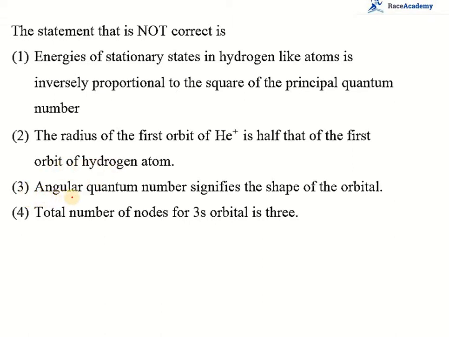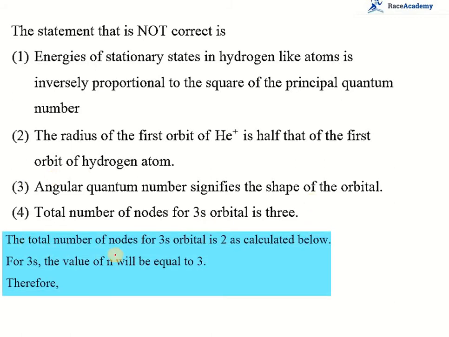Next one, the angular quantum number determines the shape of the orbital. Yes, it tells us the shape of the orbital. Next, the total number of nodes of the 3s orbital is 3. Here we have a doubt: the total number of nodes for the 3s orbital is 2, because for 3s the principal quantum number is 3 and the total number of nodes formula is n minus 1. So 3 minus 1 is 2. So the fourth option is the right option for the statement that is not correct.